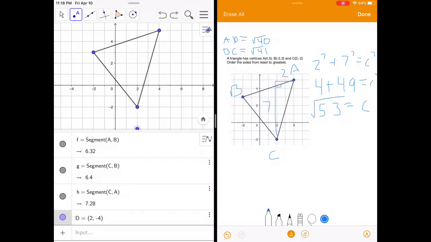So that one is our largest side because 53 is larger than 41 or 40. So the square root of 53 is larger than the square root of 41 and the square root of 40. So the answer to these sides from least to greatest: AC is the biggest, and then BC is the next largest side, and then AB.